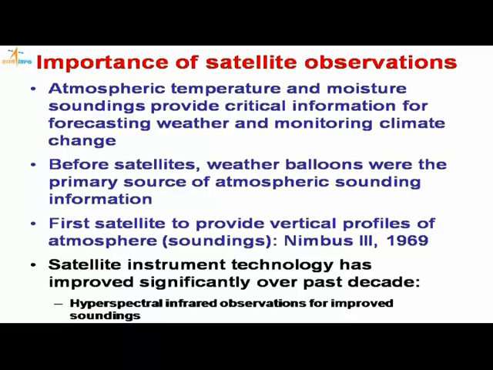The first satellite launched for atmospheric profile retrieval was Nimbus in 1969 by the US, and during the last decade we have seen many new satellite instruments come up for the observation of the atmosphere, and hyperspectral infrared sounding is one of them.